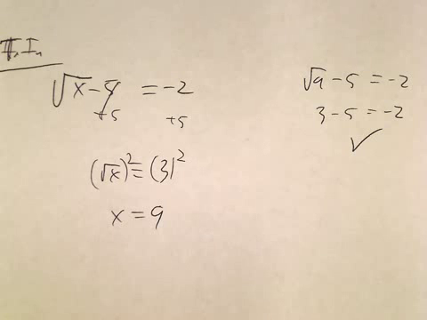Okay, here's what I got. I added 5. I squared both sides to get rid of the radical. And I double-checked the 9 to make sure it worked, and it did. So hopefully you got that same thing.